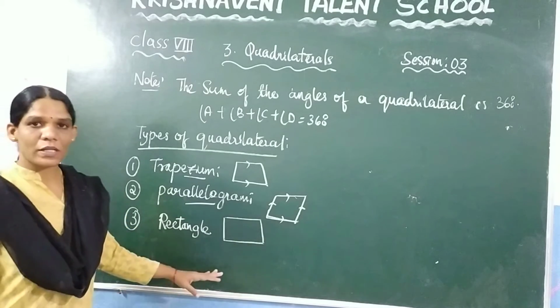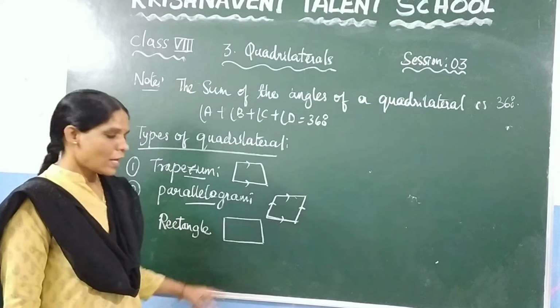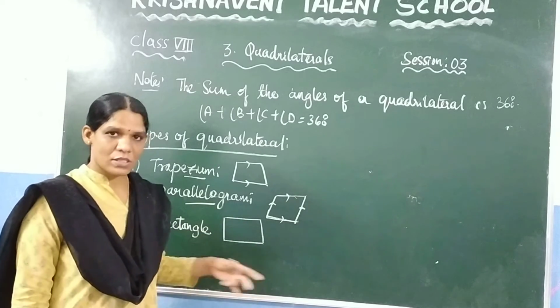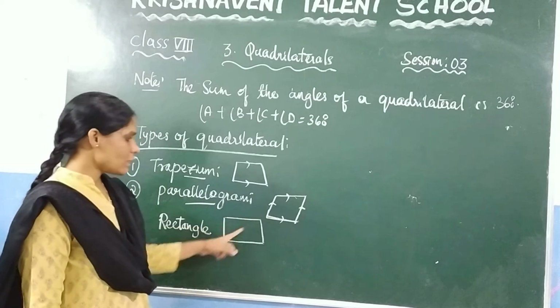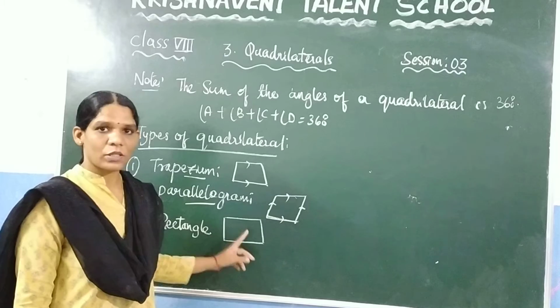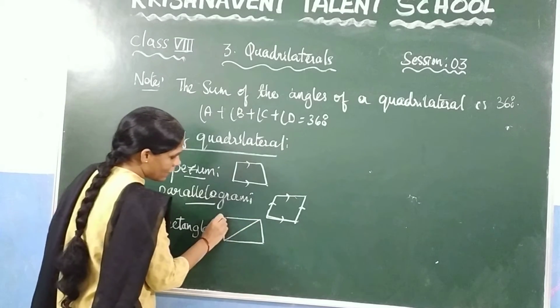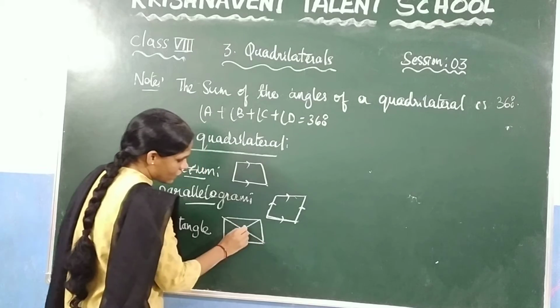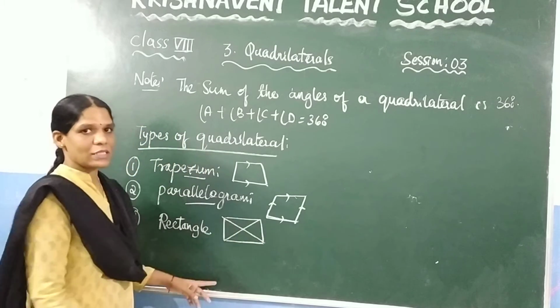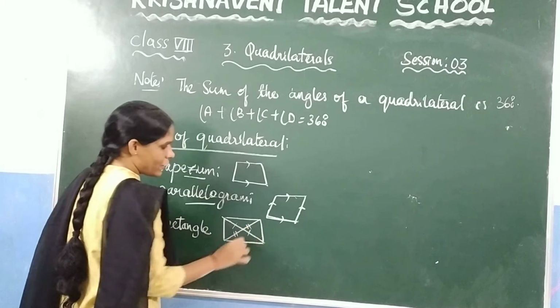And what are the properties of the rectangle we have discussed? The opposite sides are equal and all angles are equal, each equal to 90 degrees. Similarly, the diagonals are also equal and the diagonals bisect each other but not perpendicularly. Here you can observe that by drawing the diagonals, these angles are not 90 degrees. So we can say that these diagonals bisect but not perpendicularly.